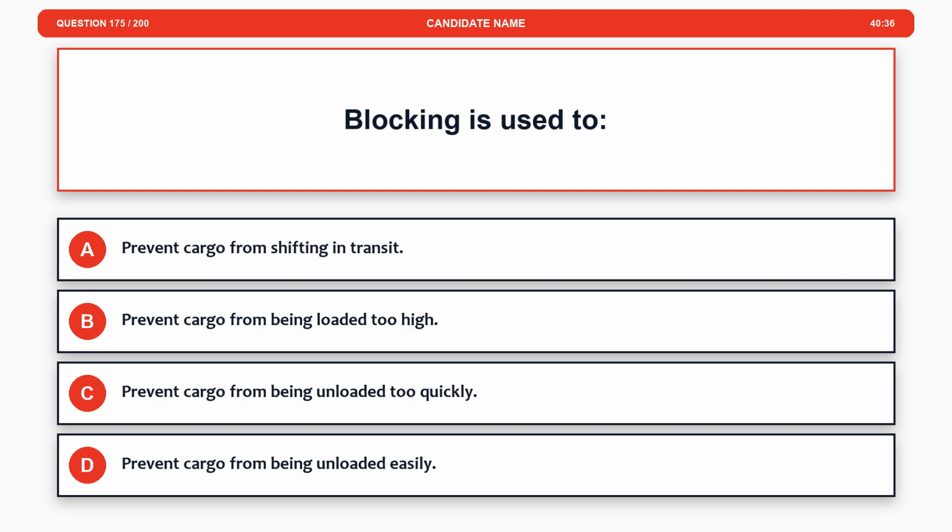Question 175. Blocking is used to Option A. Prevent cargo from shifting in transit. Option B. Prevent cargo from being loaded too high. Option C. Prevent cargo from being unloaded too quickly. Option D. Prevent cargo from being unloaded easily.